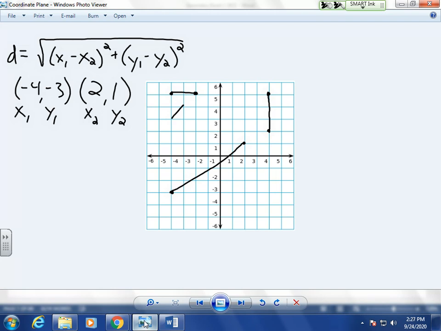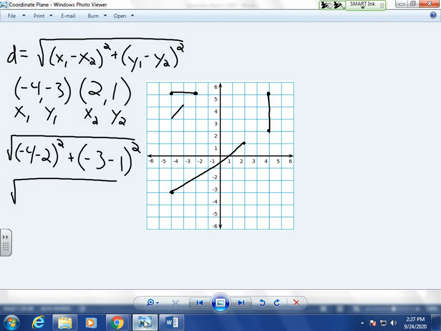So x1 minus x2, plugging these values in, we've got -4 minus 2, and we're squaring that. We're adding to that y1 minus y2, -3 minus 1, and we're squaring that. Our first set of parentheses here, -4 minus 2 is -6, and we're squaring that. Our second set of parentheses, -3 minus 1, is -4, and we're squaring that.